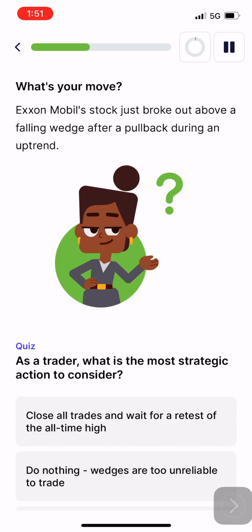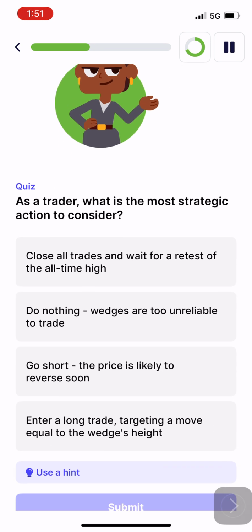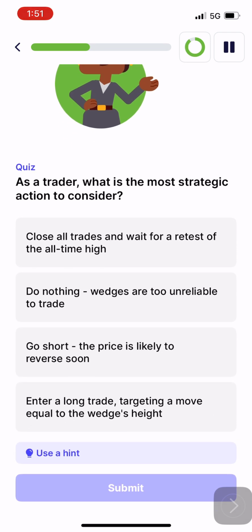Time for a quick quiz! ExxonMobil's stock just broke out above a falling wedge after a pullback during an uptrend. As a trader, what is the most strategic action to consider?